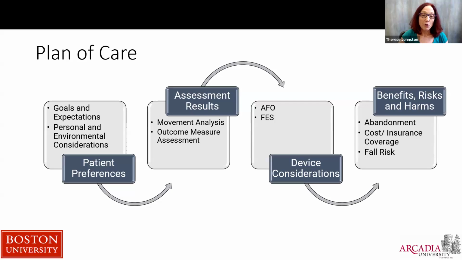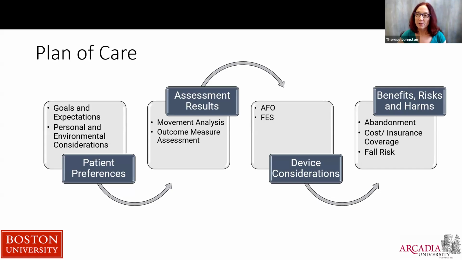All right, we can look now at the overall plan of care and putting all of this together. So we look at our patient preferences, so the goals, the expectations, as well as those considerations that are personal and environmental. The next step in deciding how we're going to proceed with an AFO or FES is to do a movement analysis and also assess the appropriate outcome measures, which we showed for this person.